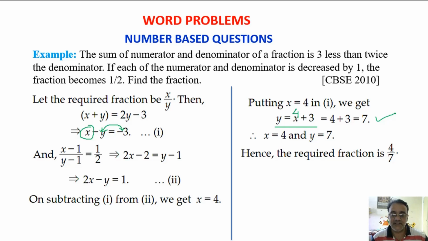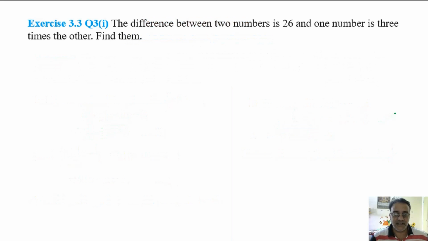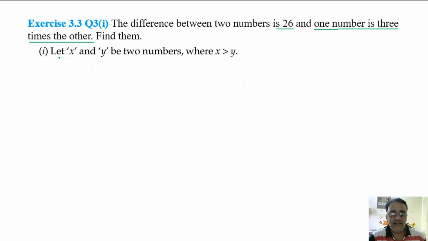We'll move towards the second question. This is a textbook exercise question. The difference between two numbers is 26 and one number is 3 times the other number. What is the meaning of this is that one number is greater than the other number. 3 times means that it is bigger than the other. Okay, so we are going to take the two numbers as x and y, right? Let x and y be the two numbers where x is greater than y. x is bigger than y.